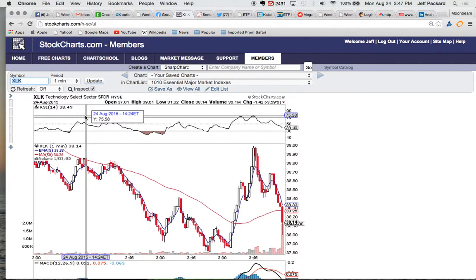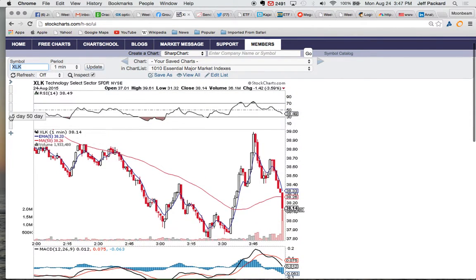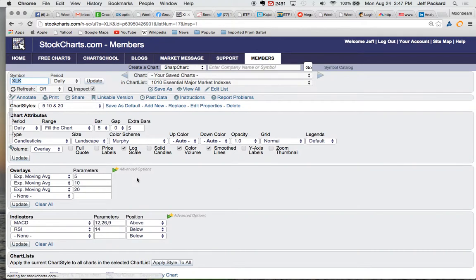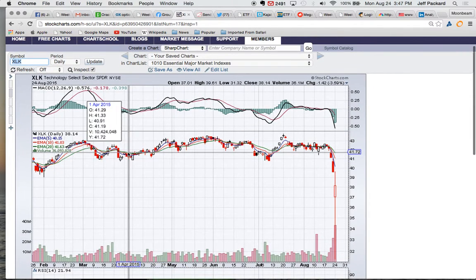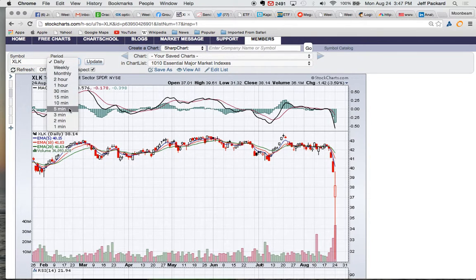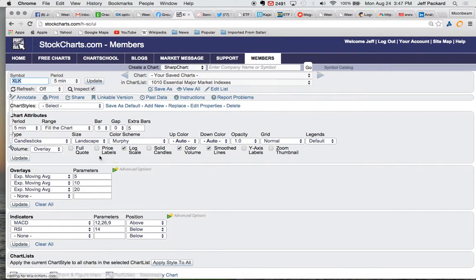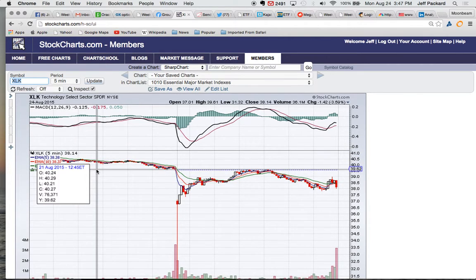Why is this not looking good here right now? Oh, this is the 5. Let's look at the 5, 10. So what happened today? Let's look at the 5-minute. We're using the 5, 10, and 20-day moving average.